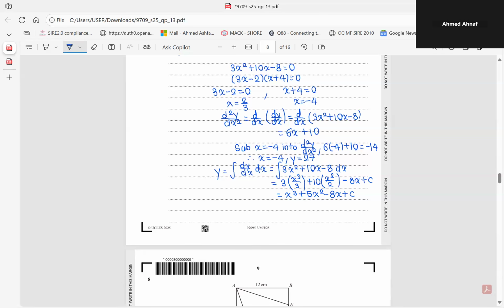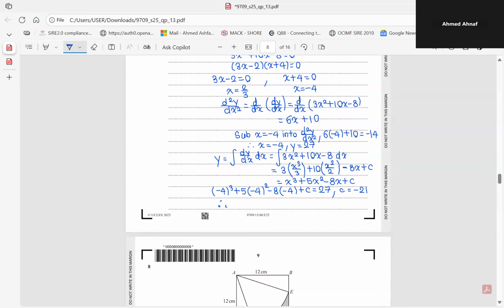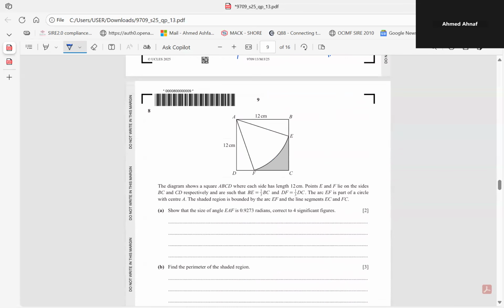Okay, now let's substitute x equals minus 4 and y equals 27. So this would be minus 4 cubed plus 5 times minus 4 squared minus 8 times minus 4 plus c equals 27. And this would give you c equals, just type it into your calculator. That's 48. So 27 minus 48, that will give you c equals negative 21. And hence, our final answer would be y equals x cubed plus 5x squared minus 8x minus 21. So this is our final answer for this part and this whole question. Let's head on to the next question.